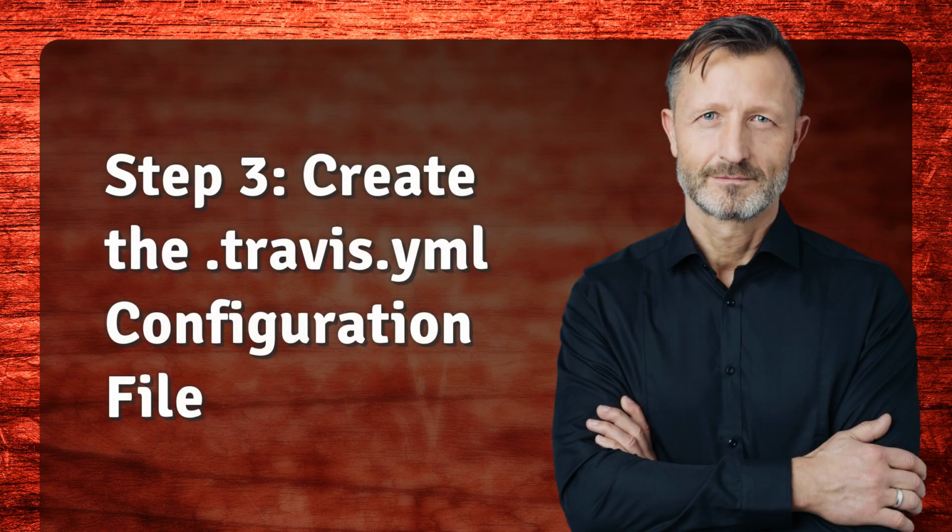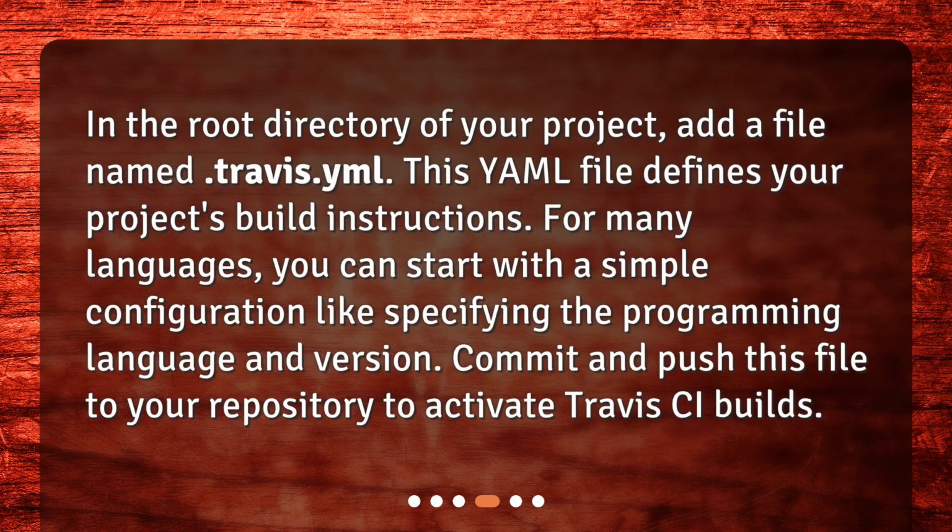Step 3. Create the .travis.yml configuration file. In the root directory of your project, add a file named .travis.yml. This YAML file defines your project's build instructions. For many languages, you can start with a simple configuration like specifying the programming language and version. Commit and push this file to your repository to activate Travis CI builds.